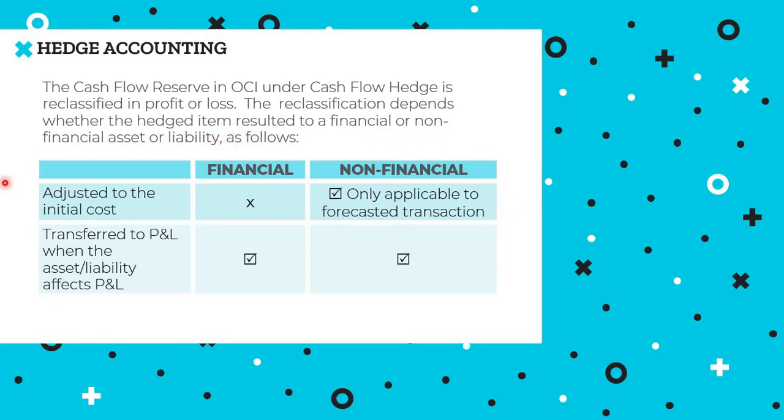Tapos, kung ayaw mo naman yan, pwedeng ito. I-transfer mo daw yung OCI papunta sa P&L every time na itong non-financial asset or liability affects the profit or loss. So, gawin natin ito. Since ang ating asset na binili resulting from the hedge item is an office equipment, so yun ay non-financial asset. So, gawin natin tong dalawang options na to.